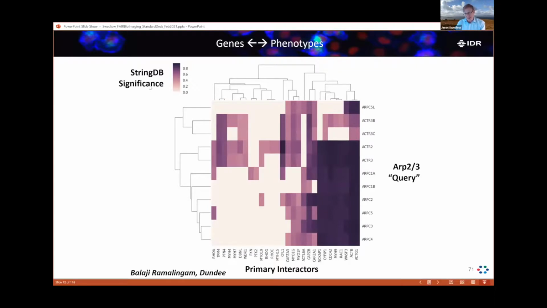The STRING database is the definitive online resource for gene co-expression, biochemical interaction, and other evidence of interaction between gene products. And what's interesting is the significance of these interactions. STRING already knew that several of these genes are already interacting. So we haven't discovered anything with IDR here, but this is an interesting validation experiment. Just by picking up gene names and phenotypic annotations, we can recapitulate a lot of other information that's known in the literature.